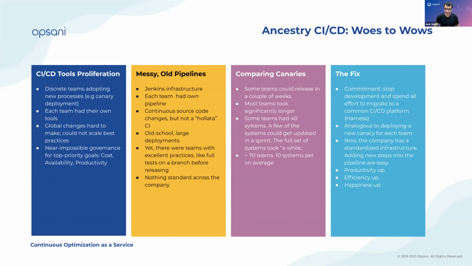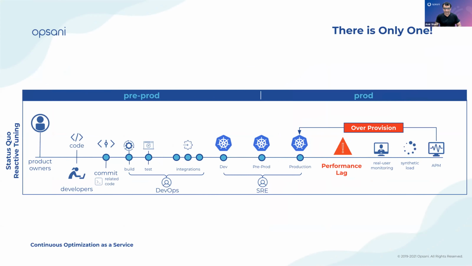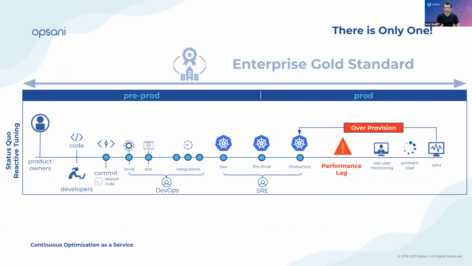This is where things were. So now back to this picture. Now, we went from a bespoke system where everybody has one to there's only one, which is the enterprise gold standard. Things were looking better, except there is a haunting problem.